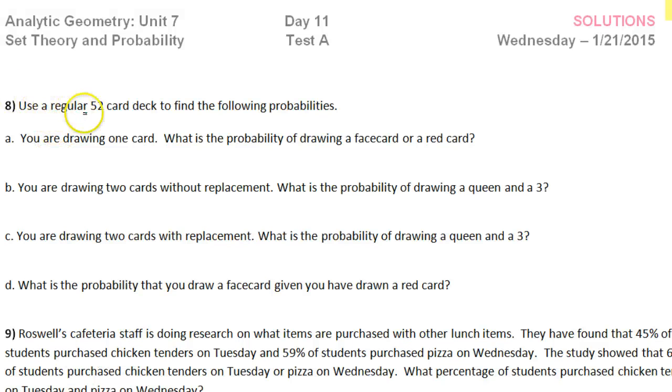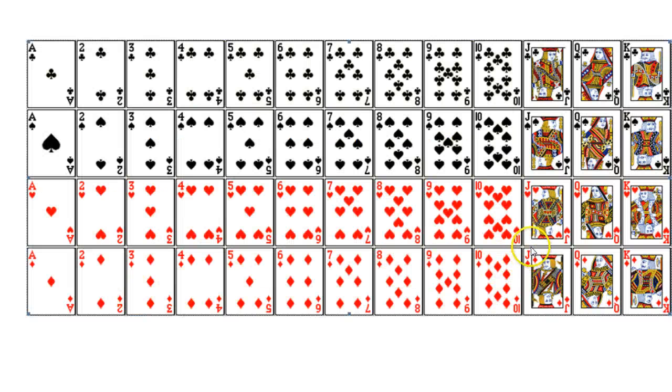Alright, you use a regular 52 card deck to find the following probabilities. You are drawing one card. What is the probability of drawing a face card or a red card? Okay, face cards are these cards over here with faces. So you can see how many of those there are. So there's 12 of those.